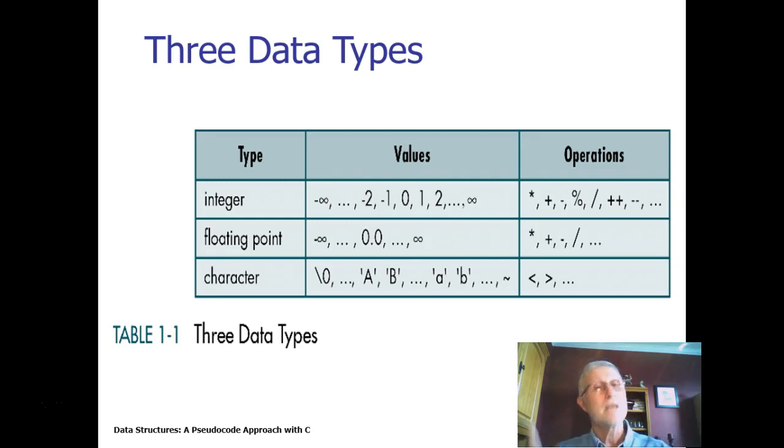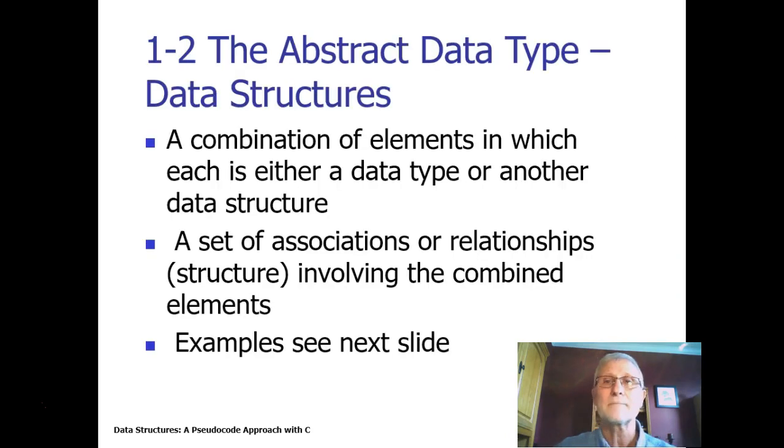And then, of course, characters. So I get integer, floating point, and characters. Characters are what? A, B, C, D, uppercase, lowercase. And in most programming languages, I can do a comparison, such as less than or equal to. So that's what we're talking about: data types, identifying a type, what its values are, and what operations can be performed on it.